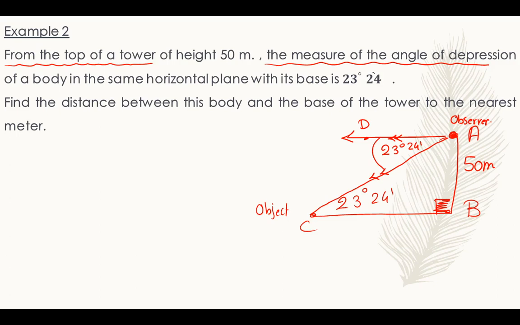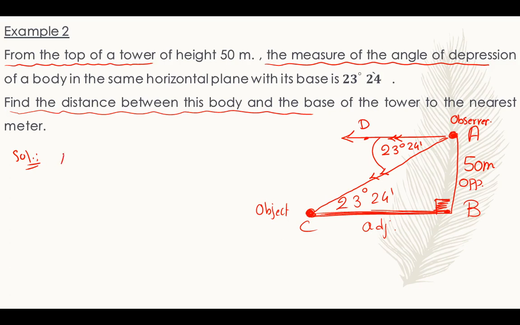Here we want to find the distance between the body, which is the object, and the base of the tower, which is BC. Here we want to find the length of BC. So now we are going to find the solution. Here we want to find BC. BC is the adjacent side and AB is the opposite side.